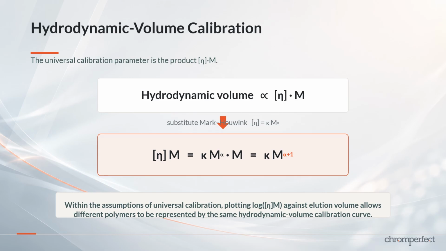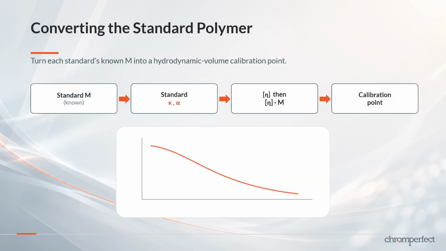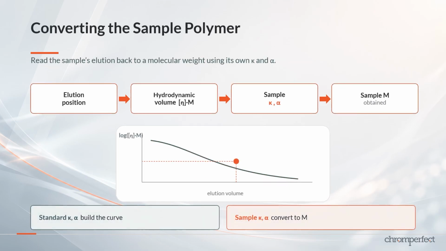When calibrating with narrow standards, the molecular weight of each standard is known. If the Houwink constants for the standard polymer are also known, its intrinsic viscosity and hydrodynamic volume can be calculated. The calibration points can then be expressed as hydrodynamic volume rather than standard molecular weight. The resulting curve should, within the assumptions of universal calibration, apply to other polymer types.